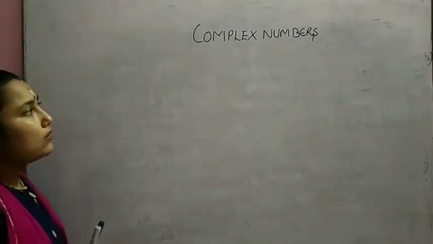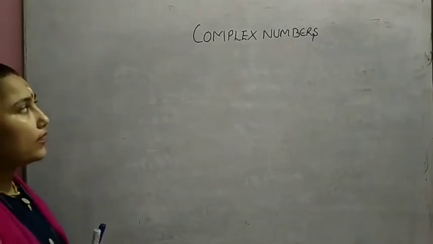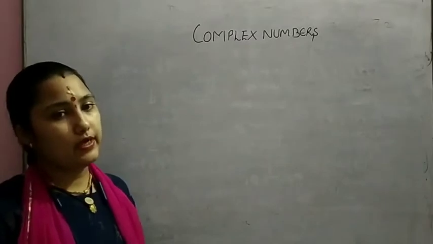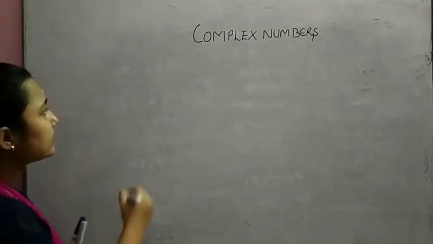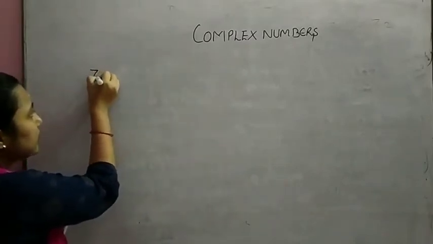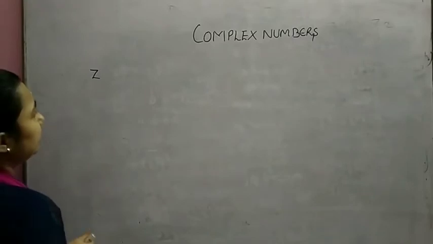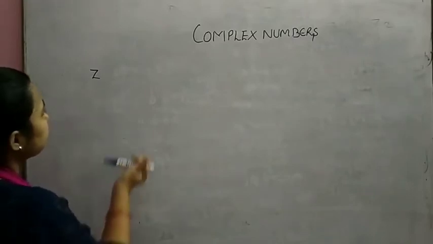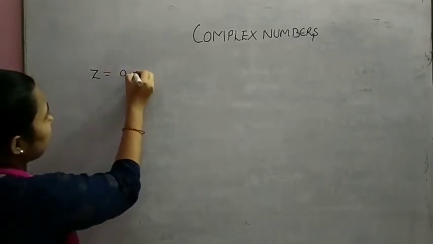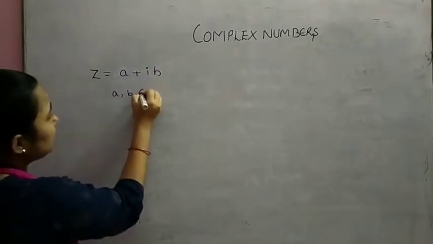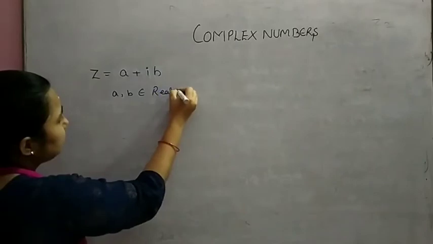So first of all, we have to discuss what are complex numbers. The complex number is a combination of real and imaginary number and it is represented by Z. Simply, Z equals A plus iB, where A and B belong to the real numbers.